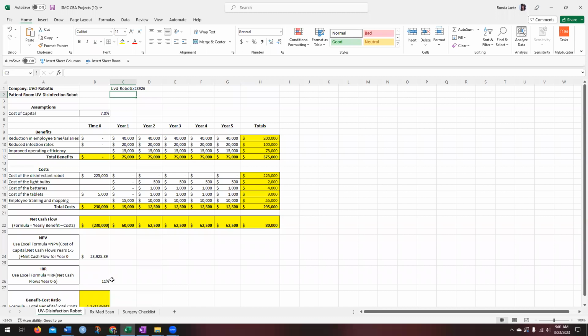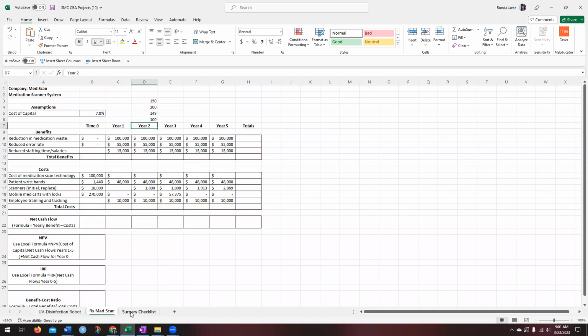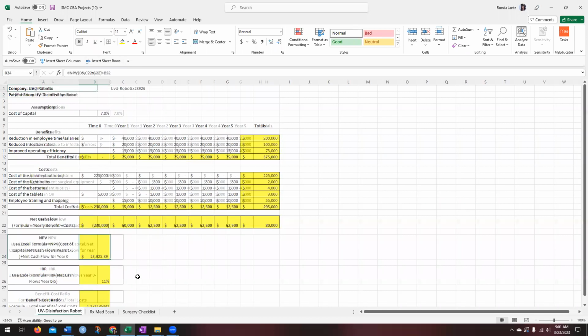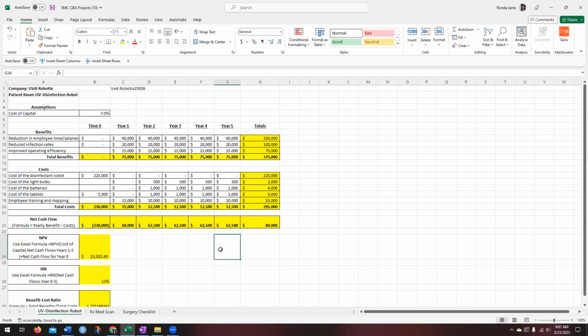And you're going to fill out three different tabs because we have 3 different projects. There's the robot, med scan, and surgery checklist. And I went through the first one to kind of help you fill the first one out, and then I'll have you do it on your own from here on out. So for the first, you're just going to total, which is using the auto sum, and then you can just copy and paste it over and you'll get your totals.